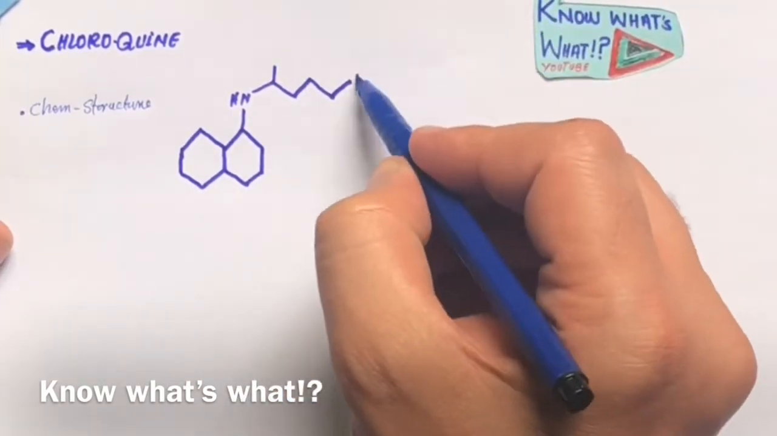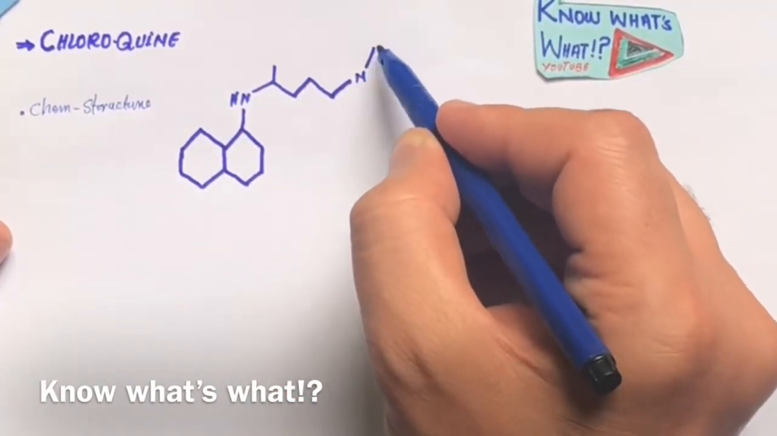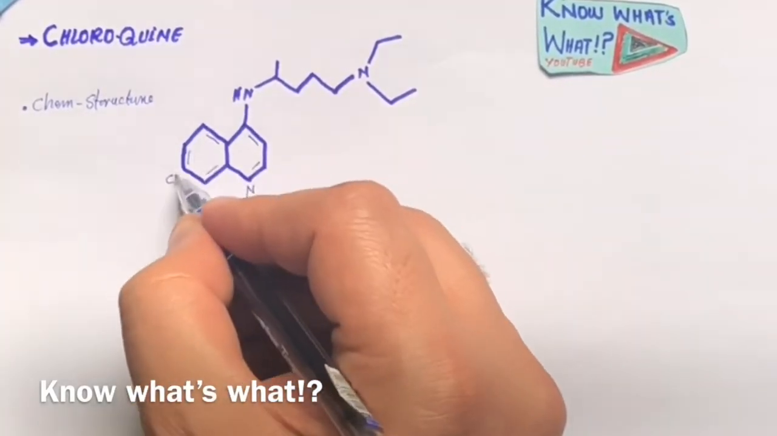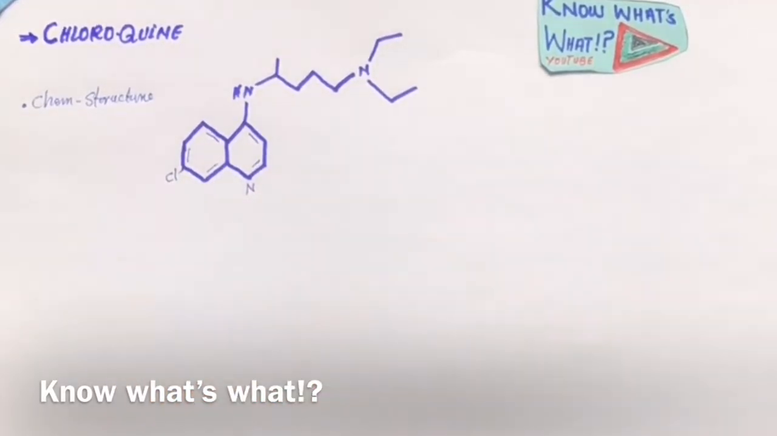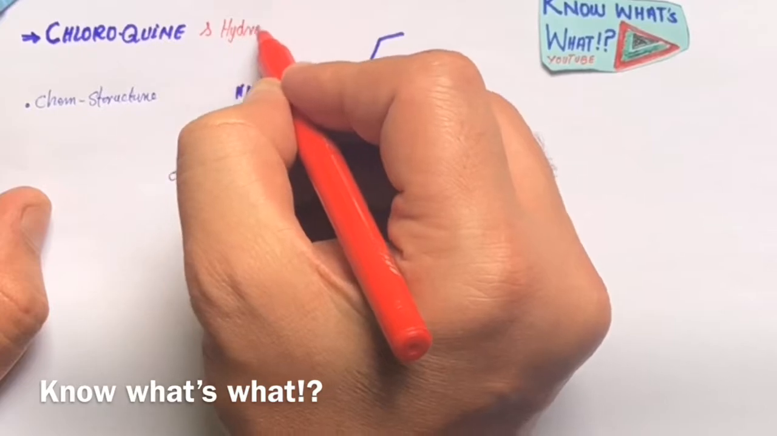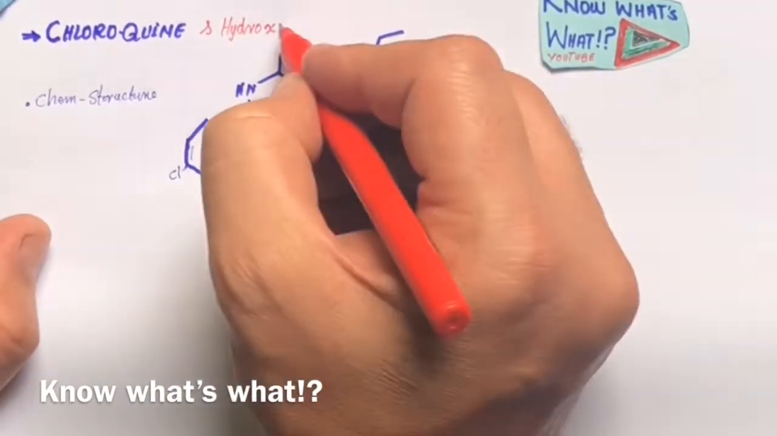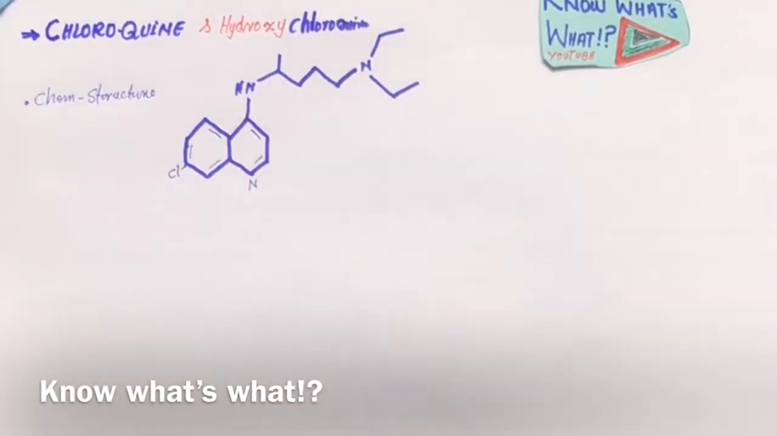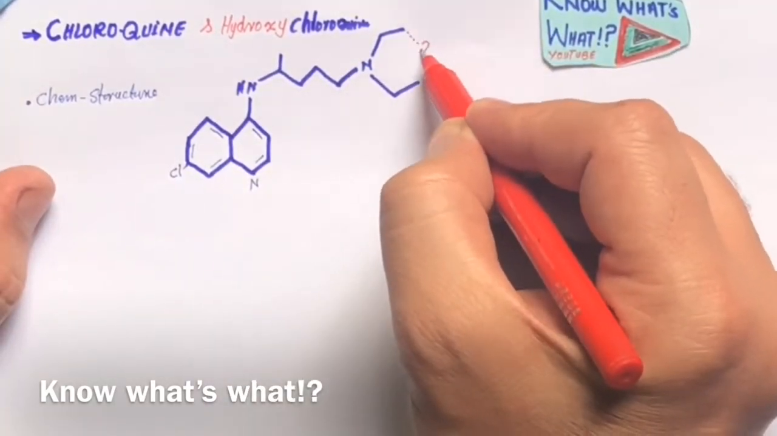Now the chloroquine, here we draw the chloroquine chemical formula or structure. It has two rings within it. Now the hydroxychloroquine is not too much different than the chloroquine. If you add the hydroxyl group to the chloroquine, it becomes the hydroxychloroquine. So here we add the hydroxyl group.